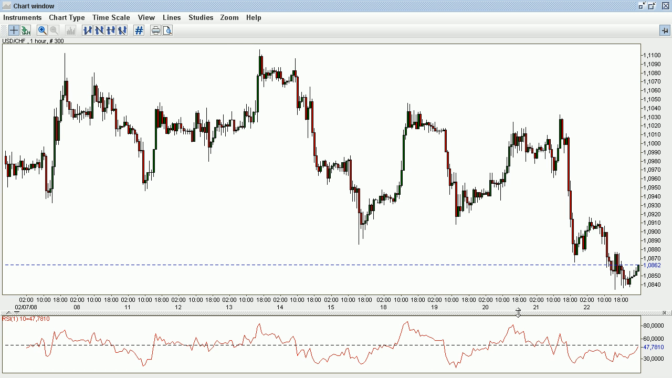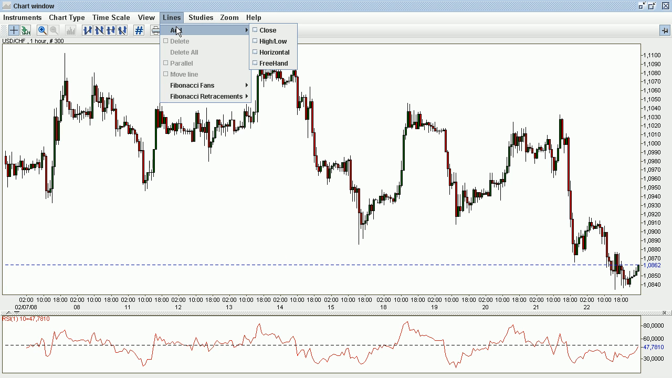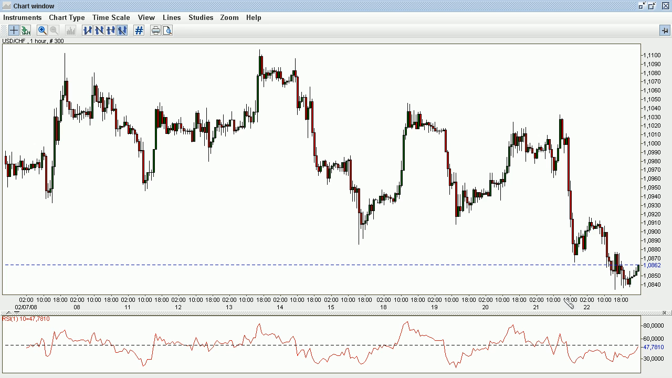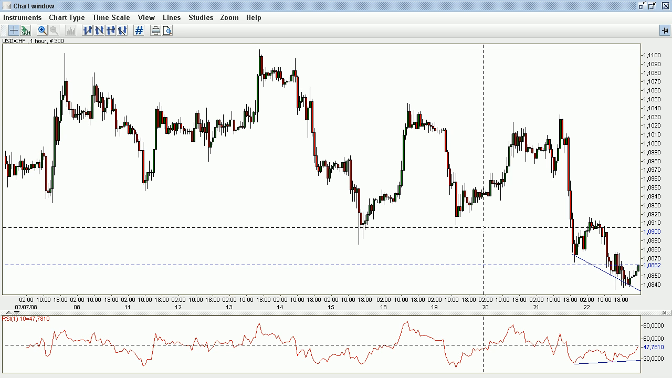Today is Monday the 25th of February 2008, and we will be looking at the US dollar Swiss franc as we did last week. What I'm noticing right now is we have a divergence between the price chart and the relative strength indicator, which is the first step in order to make our bullish bias.